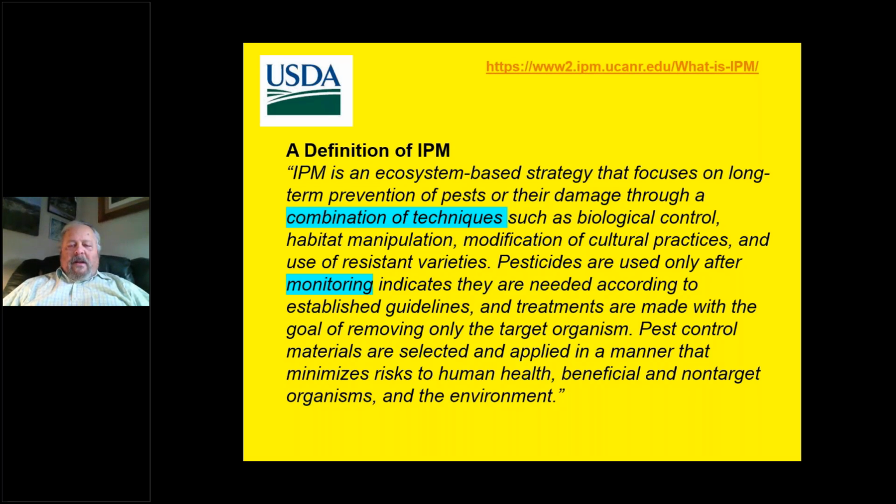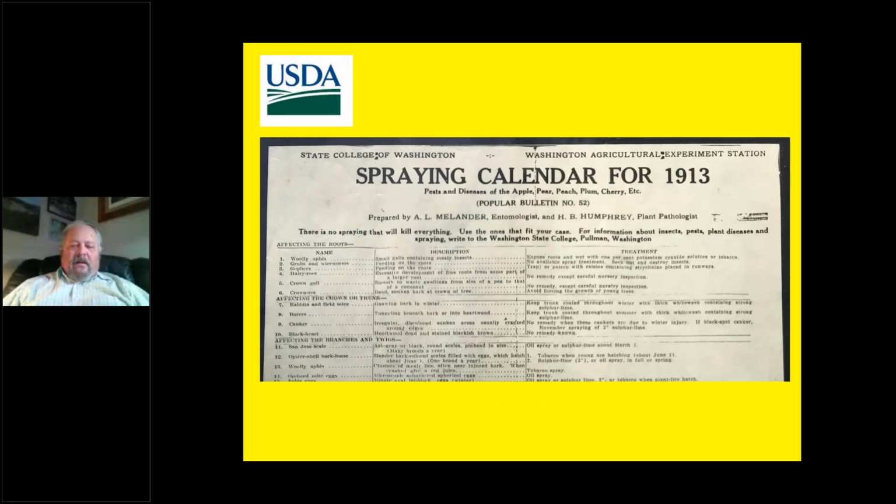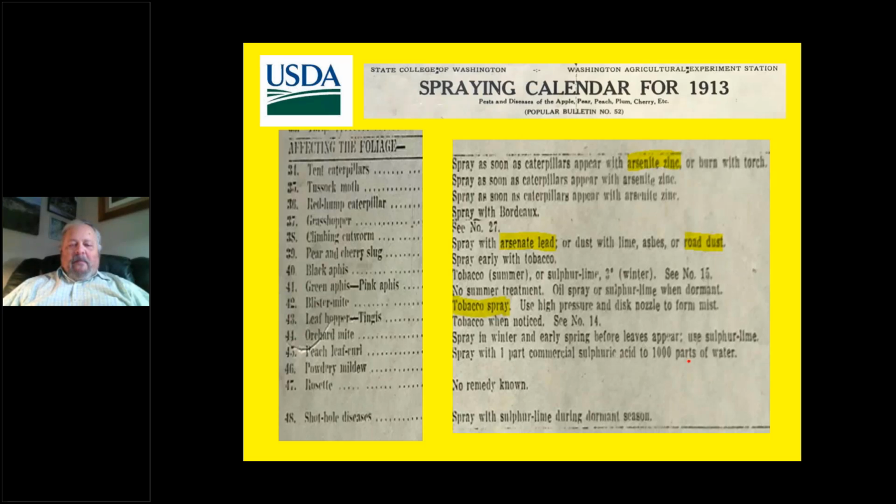Now, somebody like me has on their wall things like the spraying calendar for the state of Washington for 1913. And this is a rather fascinating document in a variety of ways. And it is a calendar, and yet it's not a calendar in another way that I'll talk about momentarily. But in this particular calendar, here's a section, a little hard to read, but it is 1913, having to do with pests that affect foliage.